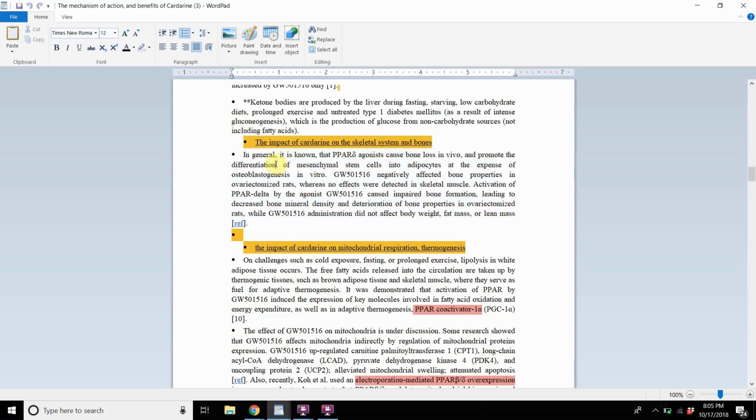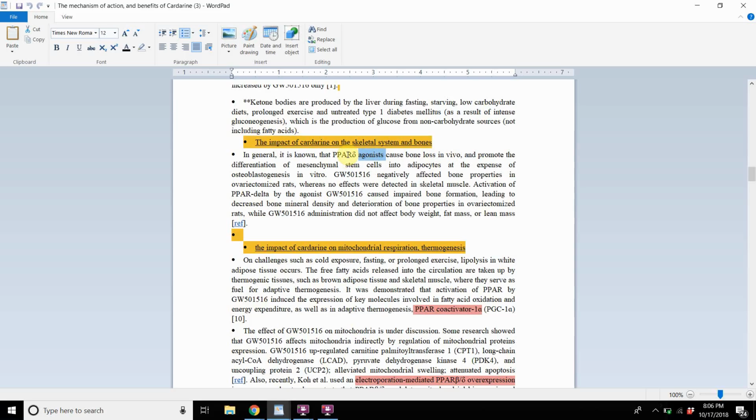This is actually one of the negative impacts of cardarine on the body, right? It is not the best impact of cardarine on the body. We will try to find out exactly how bad it is, but it seems to be, from this piece of information, not too bad. So let's read it. In general, it is known that PPAR sigma, or I'm forgetting what this is called, agonists, meaning those things that stimulate this receptor or bond to this receptor on the nuclear membrane, cause bone loss in vivo. So when this is activated through whatever stimulus, through whatever agonist, it causes bone loss.